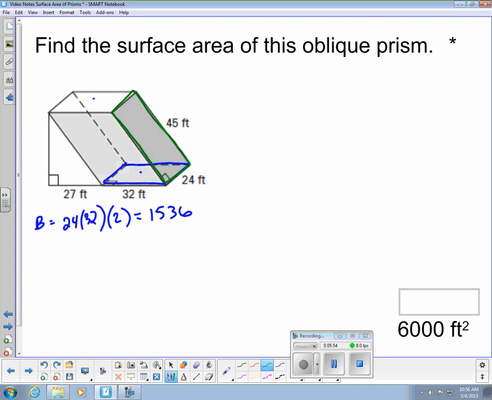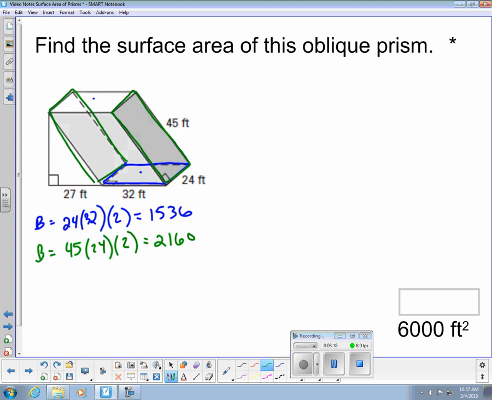Next, we need to find the area of this piece. All right. Well, that piece, we'll do the green part here. I'll just call that another B. It's going to be 45 times 24. And of course, there are two of them. There's one here and there's one over here. So we got both of those. So 45 times 24 times 2, which is 2,160.